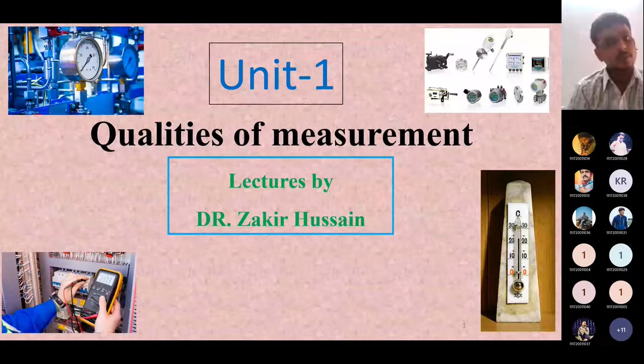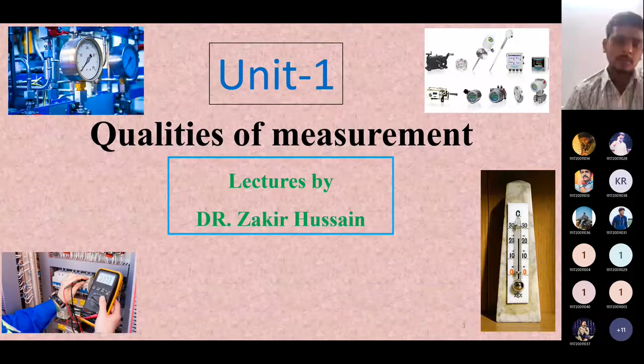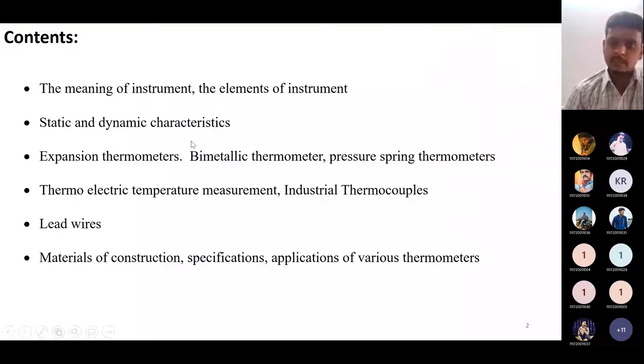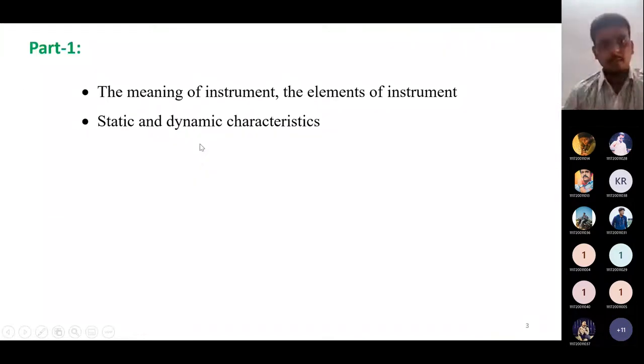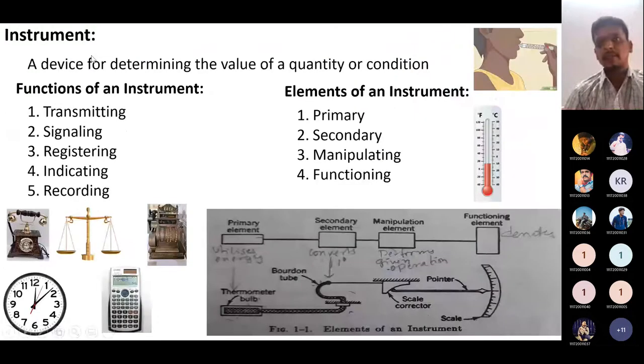Yesterday we were seeing this Unit 1, qualities of measurement. In this one, we have seen the various contents, which are divided into three different parts. In Part A, we saw the meaning of instrument, what measurement is, and how many types of measurements there are. Today we are going to see the functions of an instrument and the various elements of an instrument. Yesterday we also saw basic units and derived units.